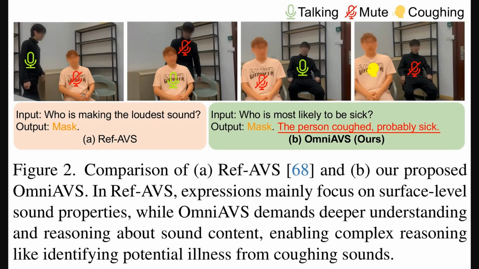And this next figure really drives that point home, showing a direct comparison with an older dataset called RefAVS. On the left, the prompt is simple. Who is making the loudest sound? It's just about detecting a surface-level audio property. But on the right, with the new OmniAVS dataset, the prompt is, who is most likely to be sick? This requires the model to identify a cough, and then reason, connecting that sound to the concept of being sick. The output isn't just the segmentation mask, which is the highlighted outline, but also an explanation.